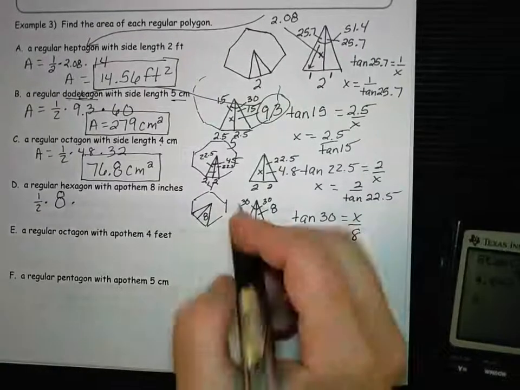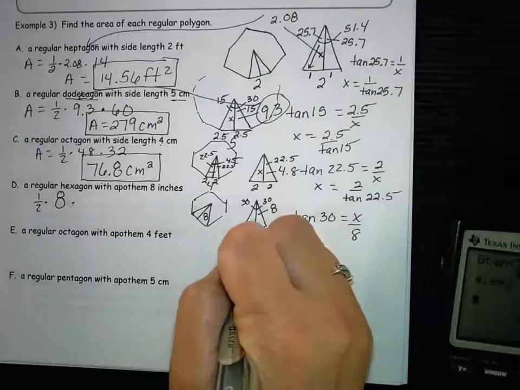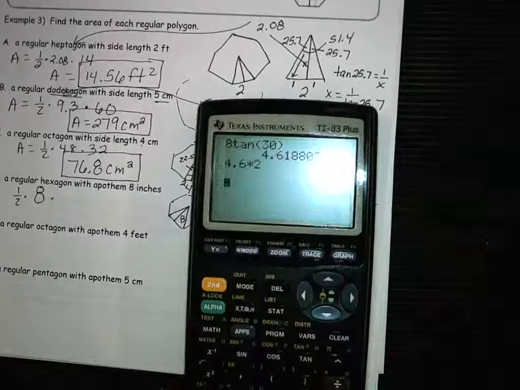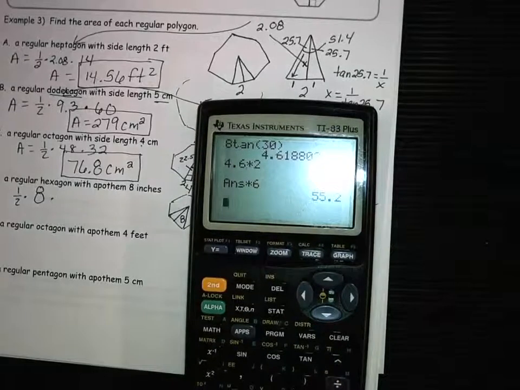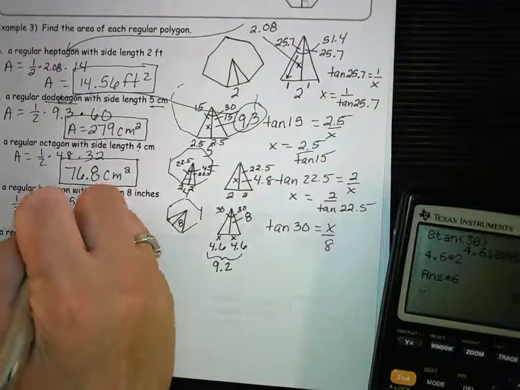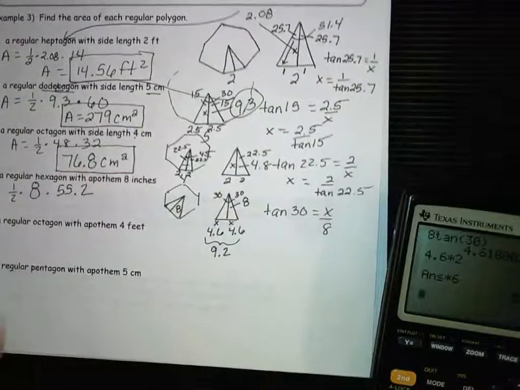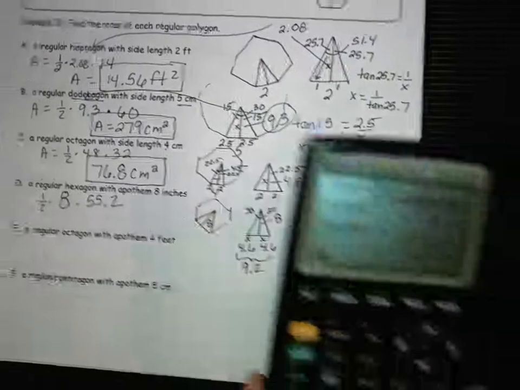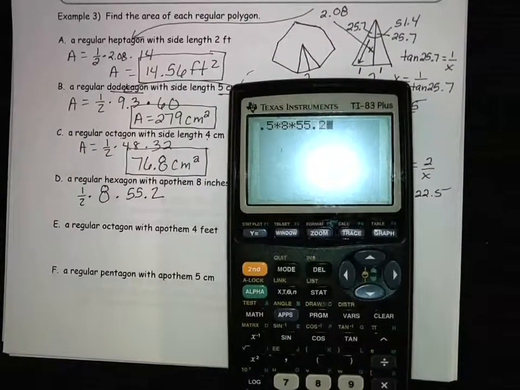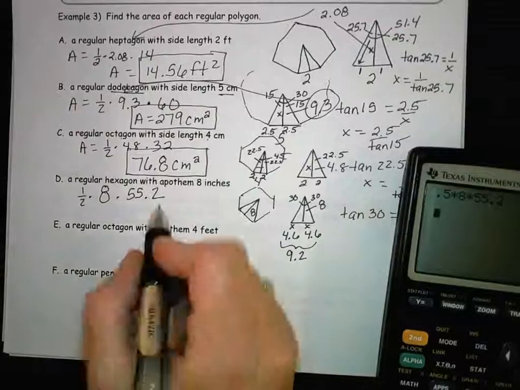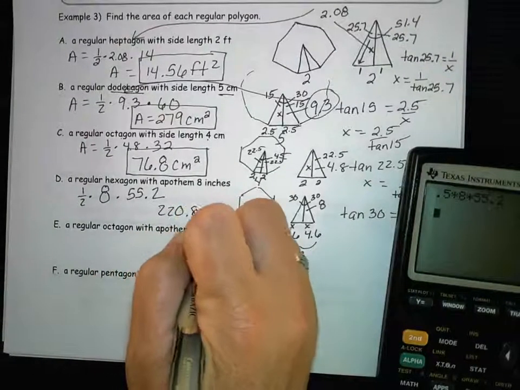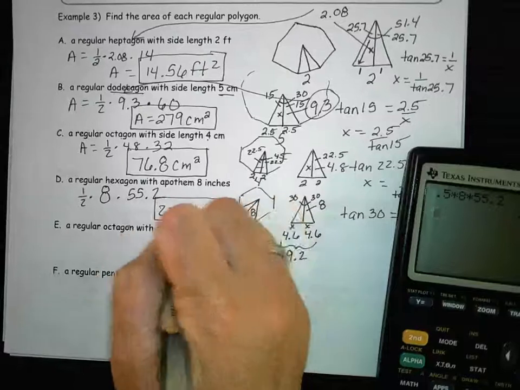If we double that, the entire side then is 9.2. And this was a 6-sided figure, so we multiply that by 6 to get our perimeter. 1/2 apothem times perimeter, 0.5 times 8 times 55.2, and the area in this case is 220.8 inches squared.